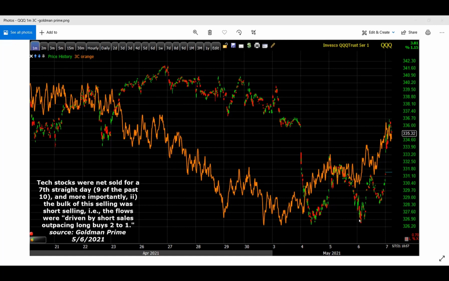And I presume over here, when we got this test of the low, and we have a more positive divergence over here, you can see the higher low in 3C relative to prices making an equal low. I presume that's basically some short covering, and I think that's what we saw on Friday, right up into this gap.